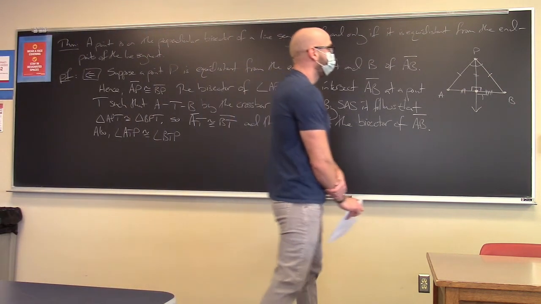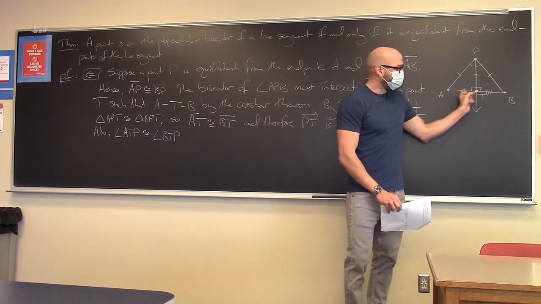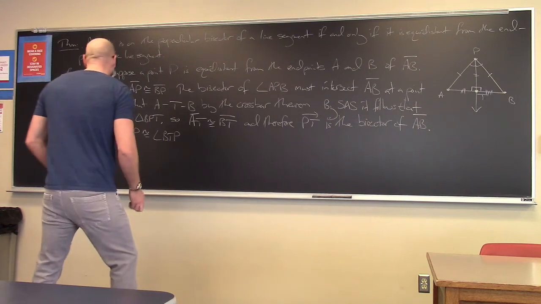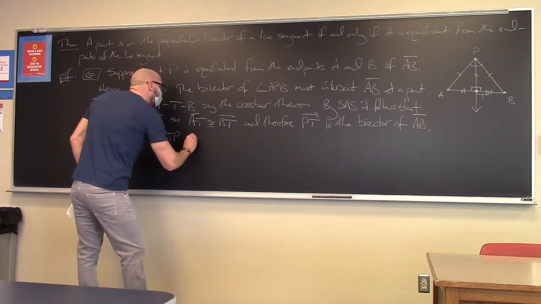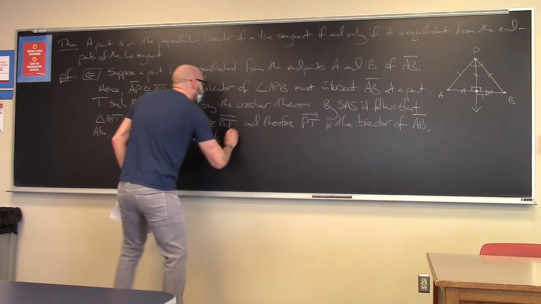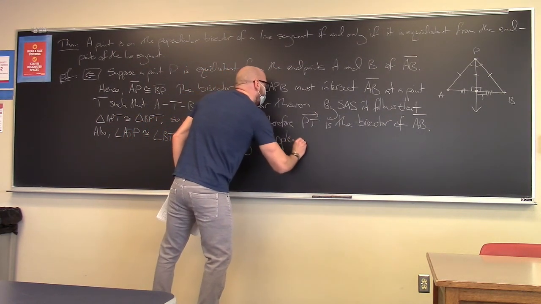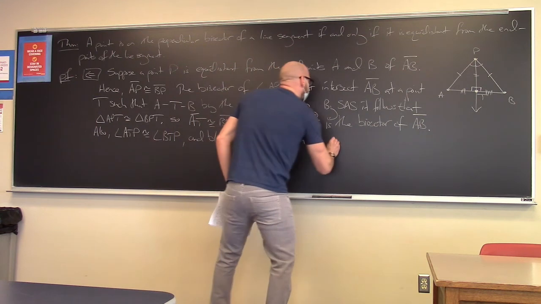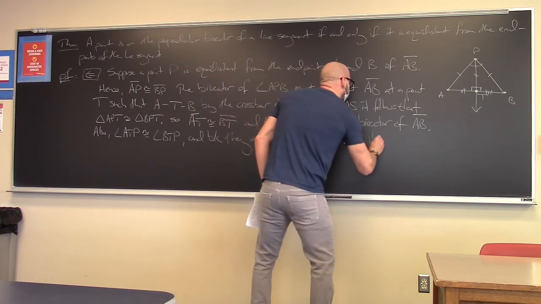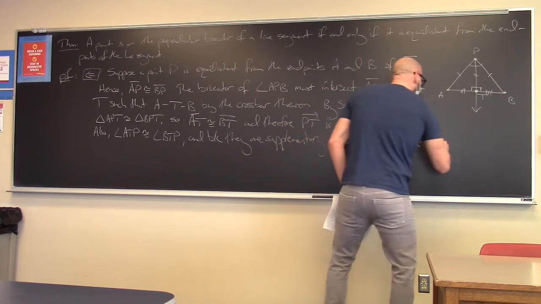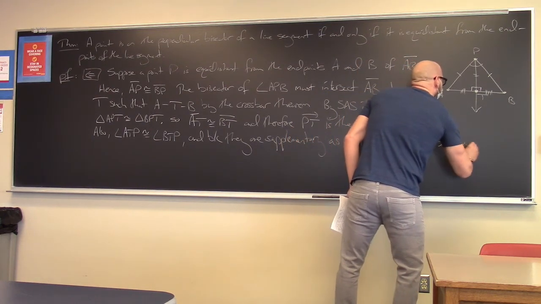Why does that follow? Well, that follows because they're supplementary, they form a straight line, and they're equal to each other, right? So they're congruent, and because they are supplementary as well, it follows that both are right angles.